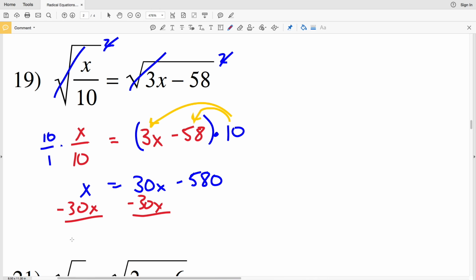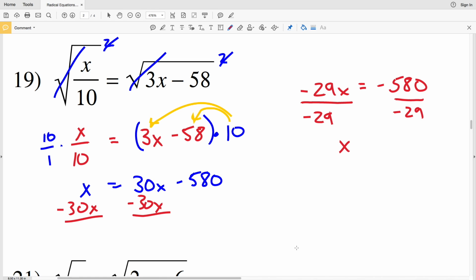On the left-hand side, we'll have negative 29x, and on the right-hand side, we'll be left with negative 580. Now we have to divide by negative 29. A negative divided by a negative is a positive. So when we do negative 580 divided by negative 29, we're going to get a positive 20 for our variable x. So x is equal to 20 for number 19. In the next video, we'll do numbers 20 through 26 and finish out this worksheet.